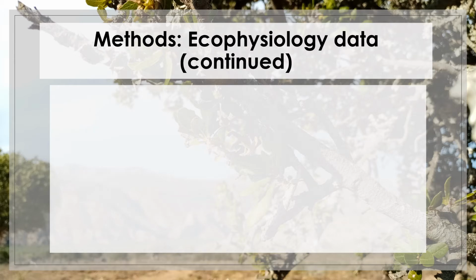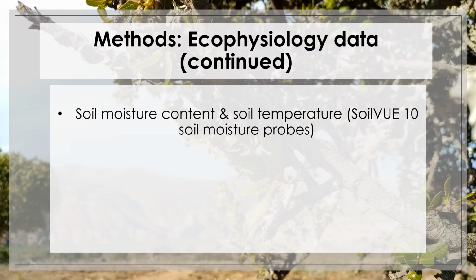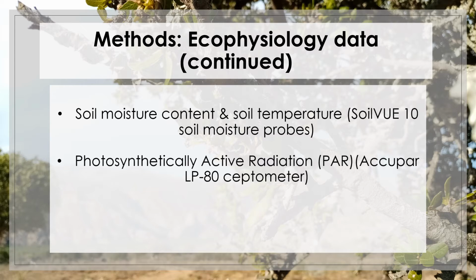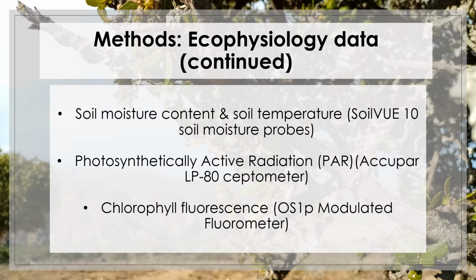The ecophysiological data and variables that we measured were as follows: the soil moisture content and soil temperature of the pondings, the photosynthetically active radiation within the pondings, as well as the chlorophyll fluorescence of the spekboom leaves within those pondings.